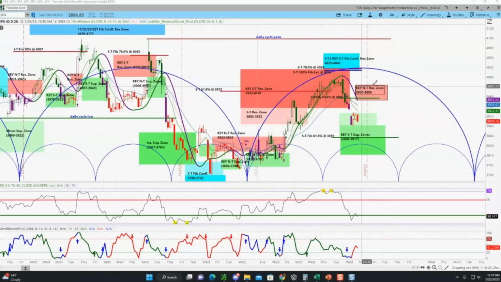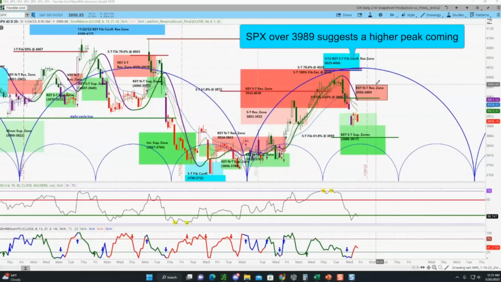And if this level was breached at around 39.89, then that would suggest a new leg is underway and a peak has not yet been established.